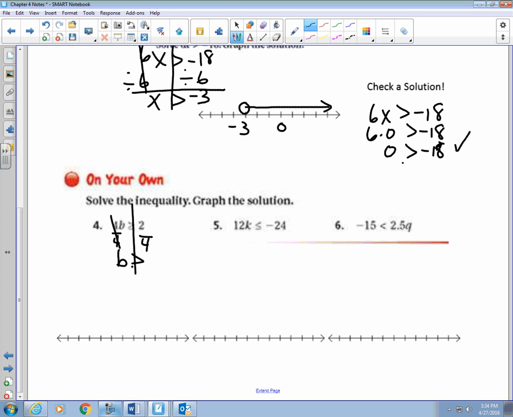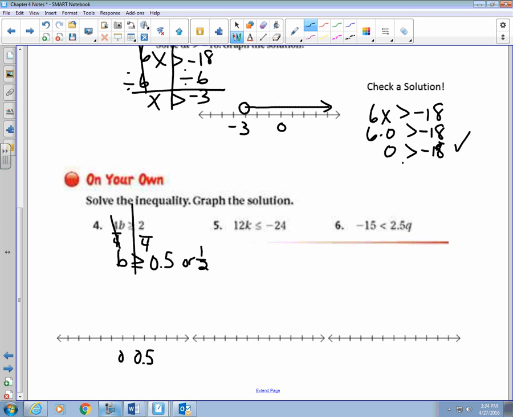Bring down my inequality symbol, greater than or equal to. And then I have 2 divided by 4, which could be 0.5. Or I could just leave 2 over 4 as a fraction and simplify it, and it would be 1/2. So either 0.5 or 1/2. We do need to graph this. So again, I need 0 for a reference point. Anywhere to the right of 0, I can put a positive number. So I have 0.5. So I'm just going to put that right here to the right of 0.